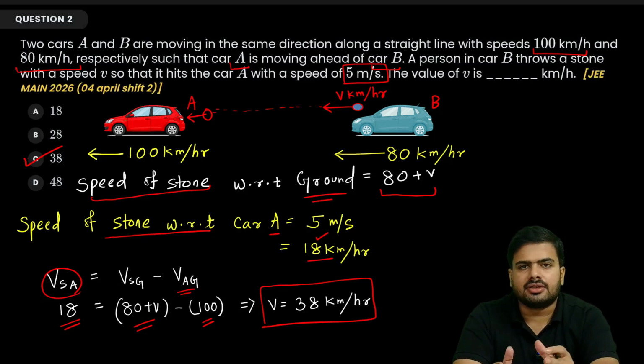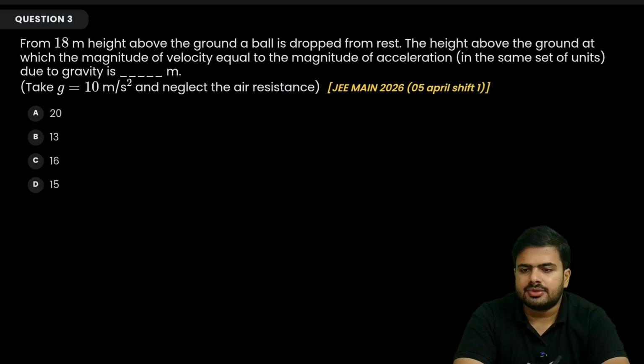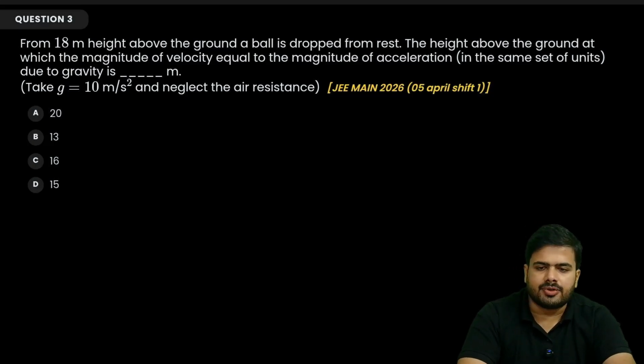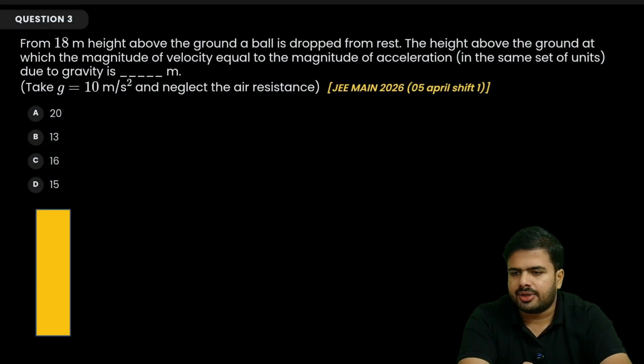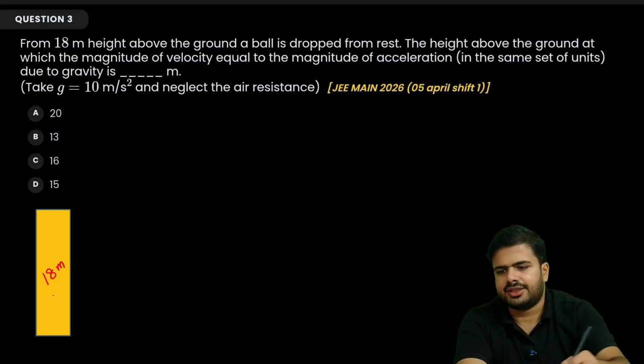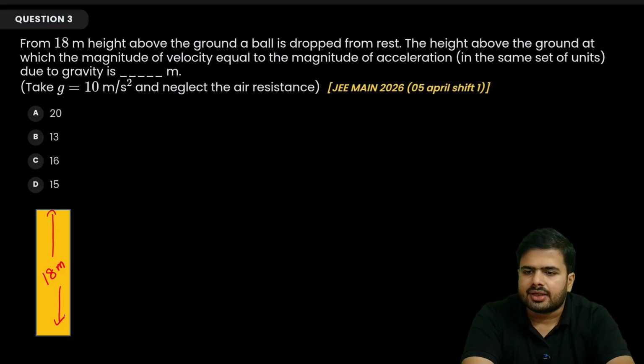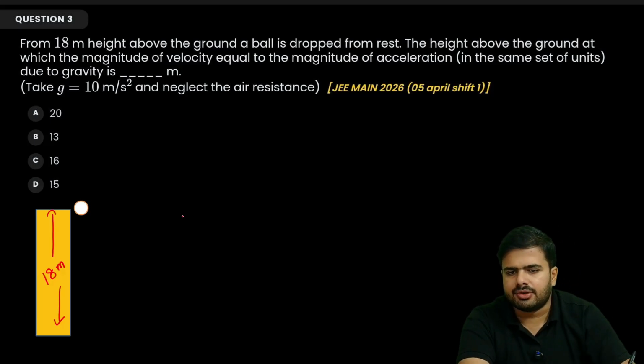So now let's move on to the next question. So you can see that from 18-meter height above the ground, a ball is dropped from rest. Okay, let's consider here a tower which is suppose 18 meter. Let's write down this is 18-meter height from the ground. So we can mark this also. 18-meter is the total height I'm marking. Now a ball is dropped from rest. So you can take a ball will be dropped from rest.